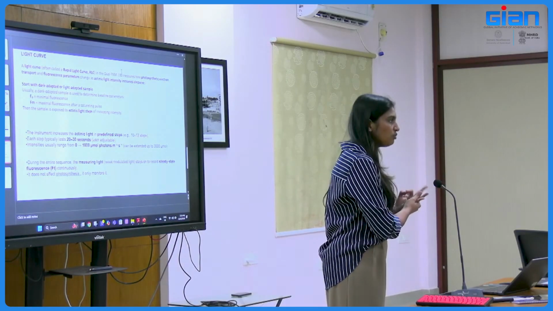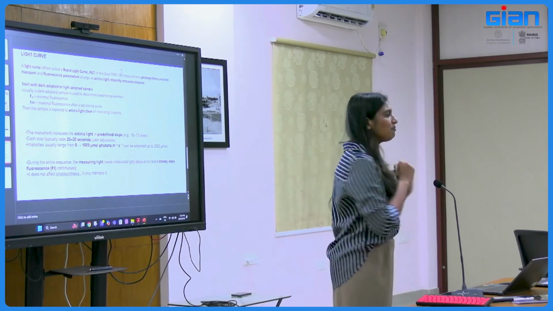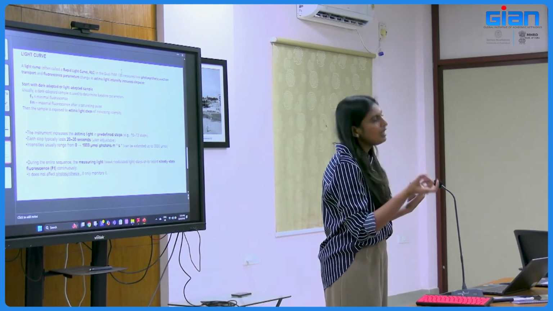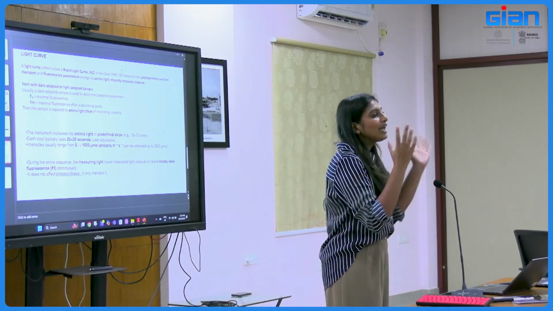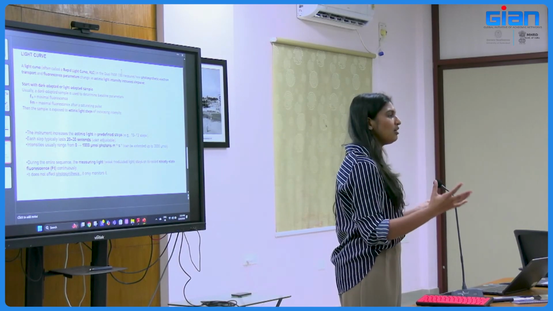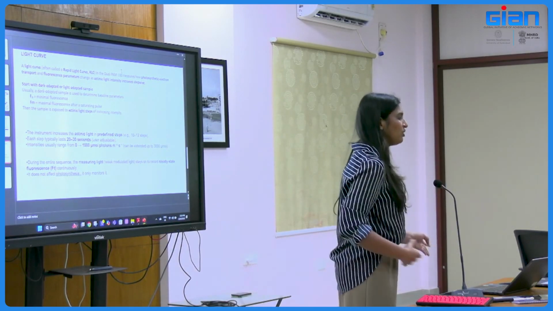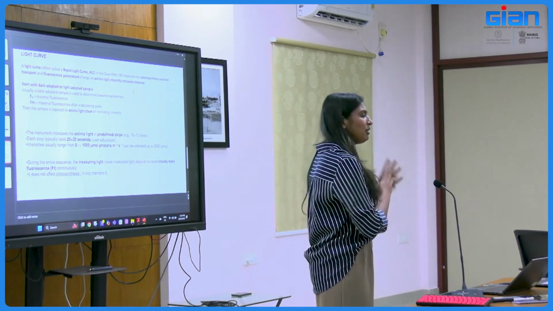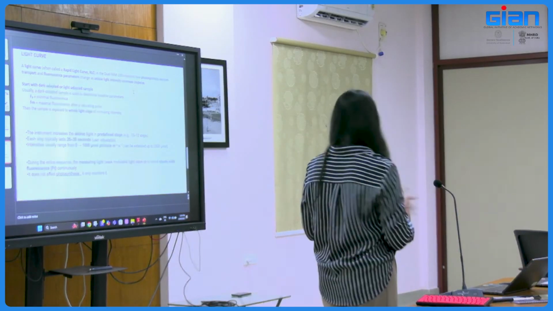Then normal PS2 fluorescence we use. And also we have P515, which is used to study electrochromic shift. Basically, carotenoid spectrum changes we study, which is a bit deep. But today we will be discussing the light curve. So I will be only discussing the light curve, what you are going to study.